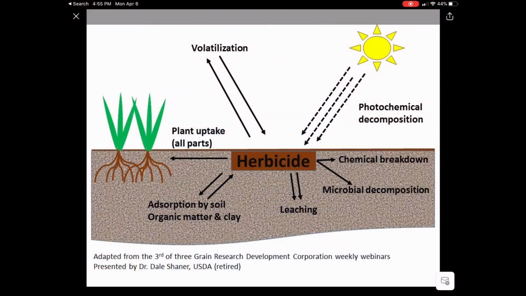That leads me to my next topic. What might cause my Pree to not work well? So this is a very complex question. As you can see from this diagram, there's a lot going on anytime we apply herbicide to the soil surface.